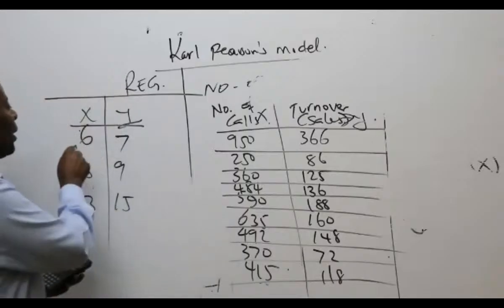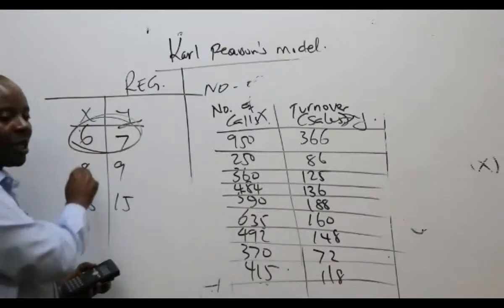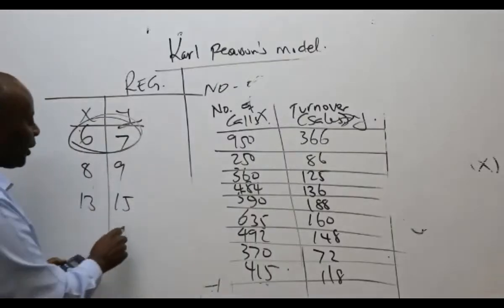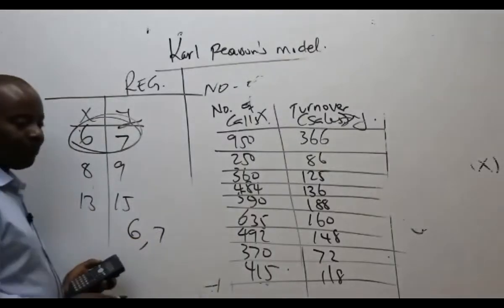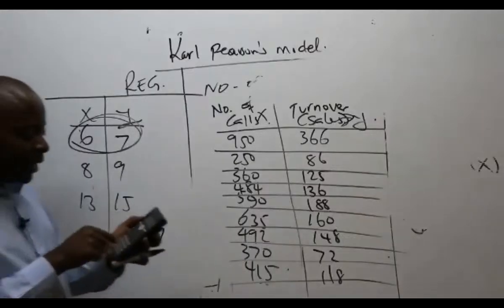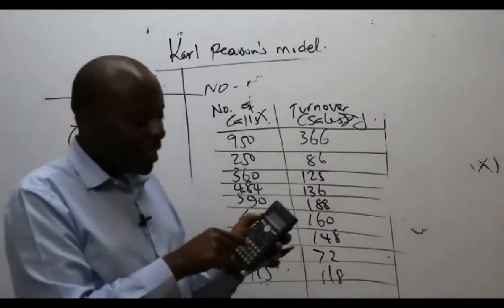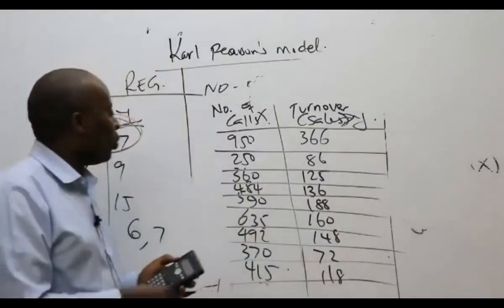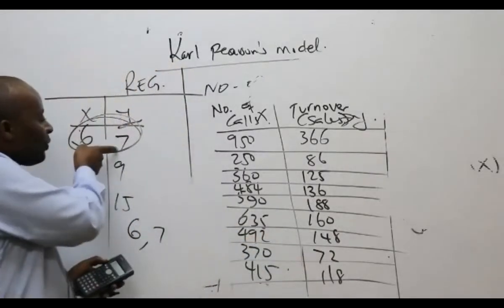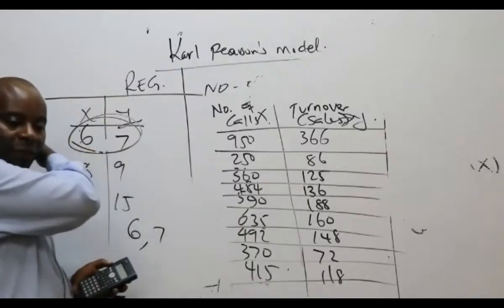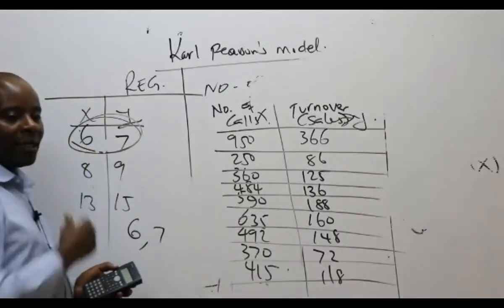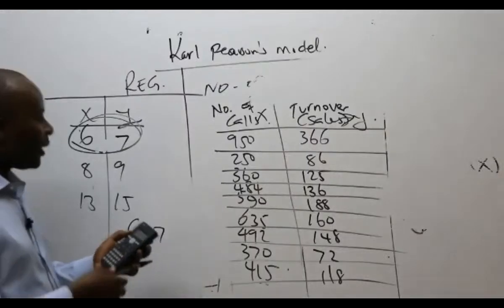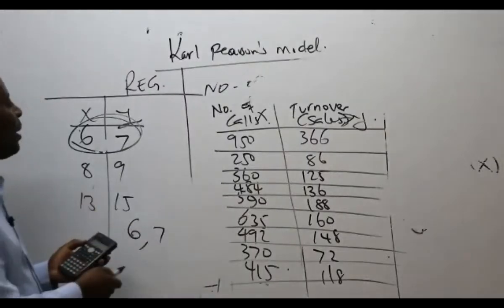Now, I want us to pick the first number into the operating memory of our calculators. So I would want us to say 6,7. There is a button somewhere near the AC, a comma for separating numbers. So I would want you to press there 6,7.